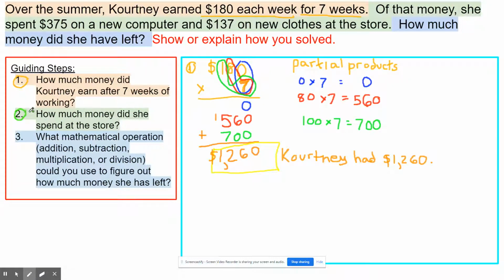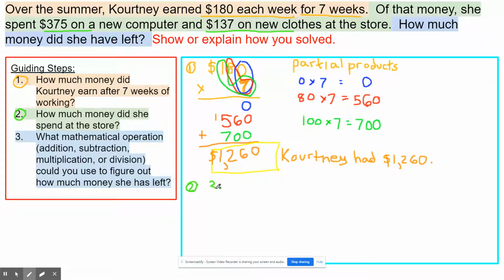All right, so then the next step here is number 2 in our guiding steps, which is asking us to think about how much money she spent at the store. And this we can find in our green highlighted sentence up in our scenario, where it says, of that money, she spent $375 on a new computer and $137 on new clothes. So for step 2, the way we can figure out how much money she spent at the store is to add together the cost of the items she bought, which were the computer and the new clothes.